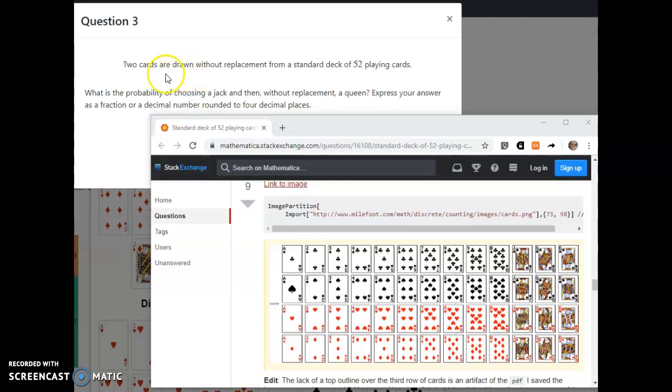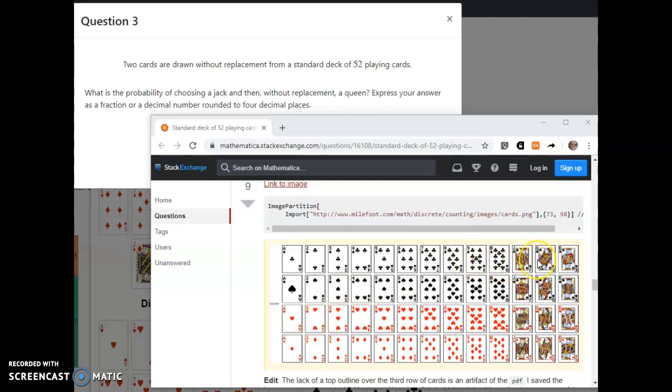Okay, in this question, we're looking at two cards being drawn without replacement, so we won't put the first one back before we draw the second one from a standard deck of cards. And we want the probability of choosing a jack on our first draw, and then on the second draw, getting a queen. So if you think about the chance of getting a jack on that first draw, we would have 4 jacks out of 52 cards. So the probability would be 4 divided by 52.